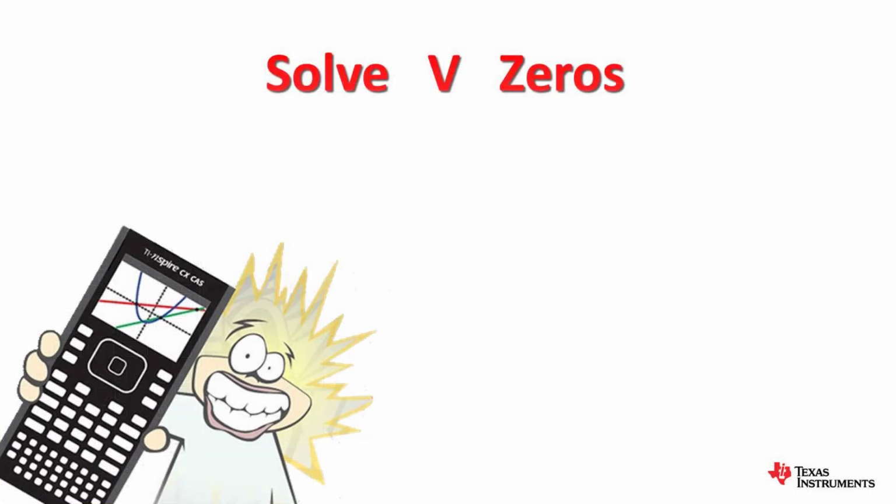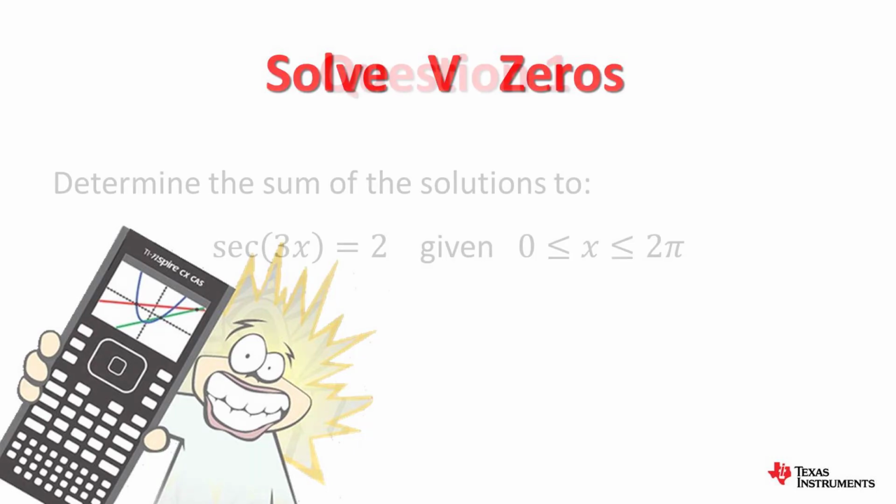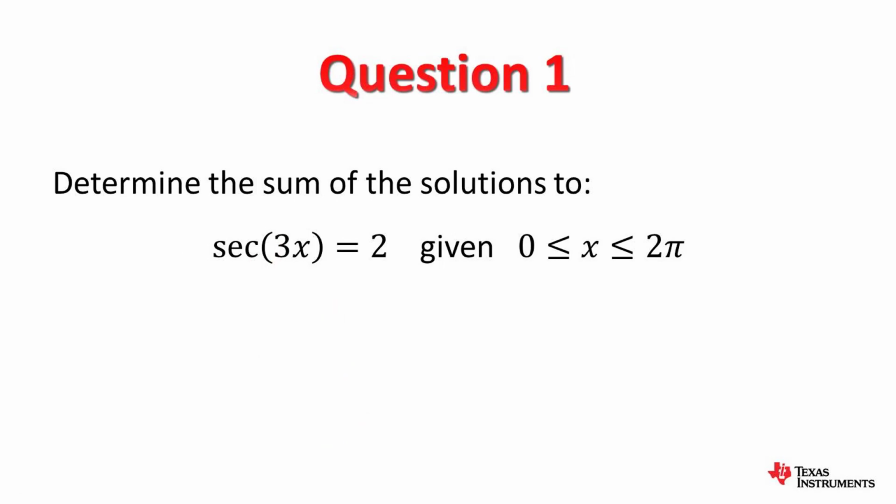In this video, we'll look at calculator preparation from the point of view of using the solve command versus using the zeros command. The first example is to find the sum of the solutions to the equation sec 3x equals 2 and x belongs between 0 and 2 pi.